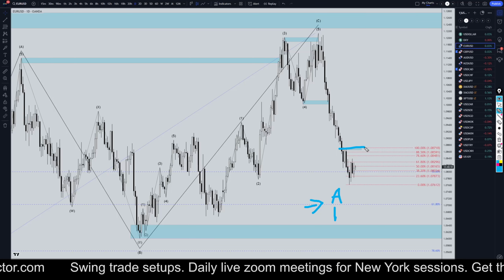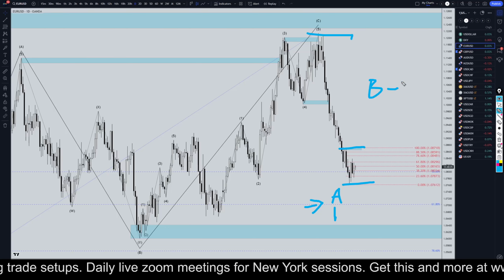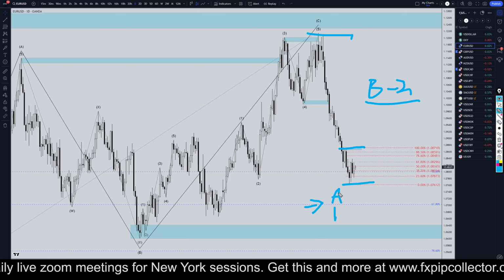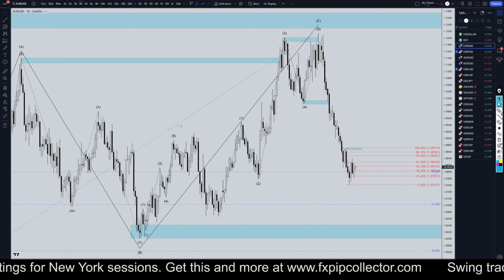When it finally does break structure, it should make a correction to this move down, which would likely be a wave B or a wave 2, which is exactly the same trading strategy, which is looking for longs on shorter time frames. So let's take it down to the 4-hour time frame.